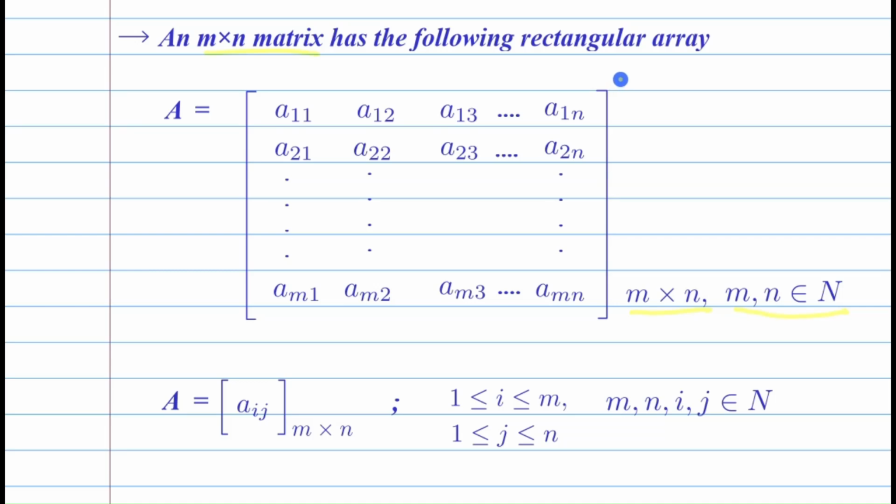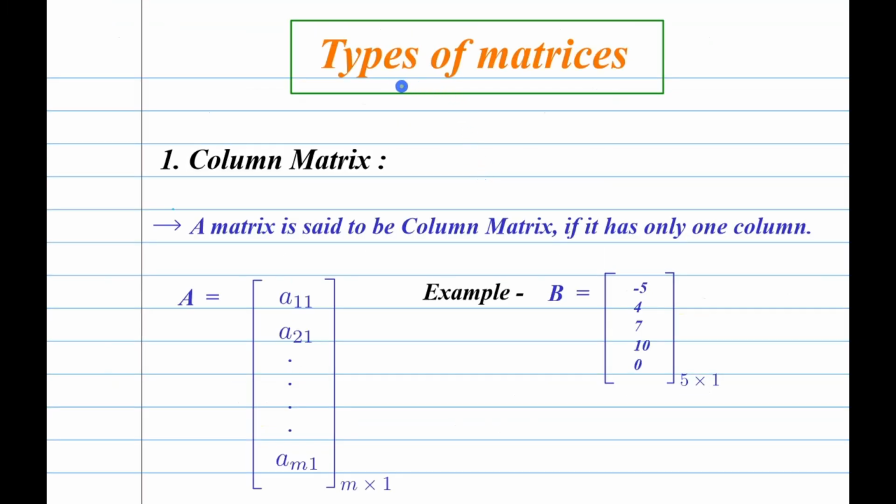Each number inside is called an element, and we usually write it as aij, where i is the row and j is the column. Next, we will talk about types of matrices.